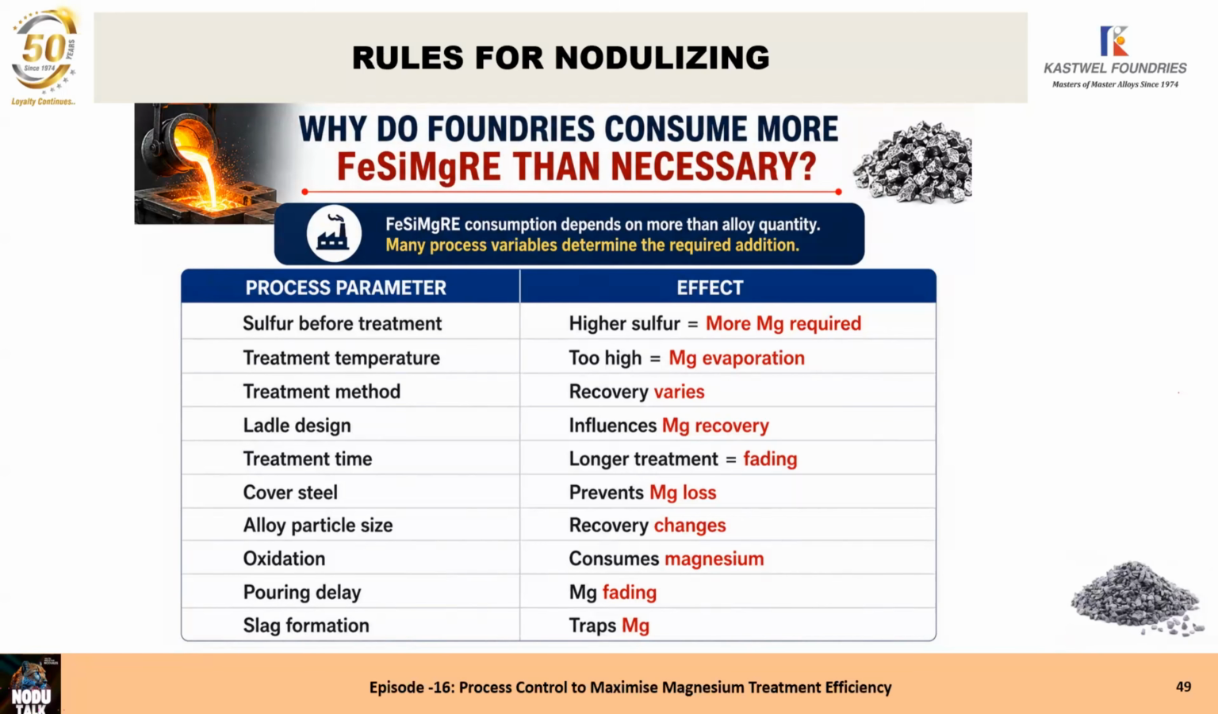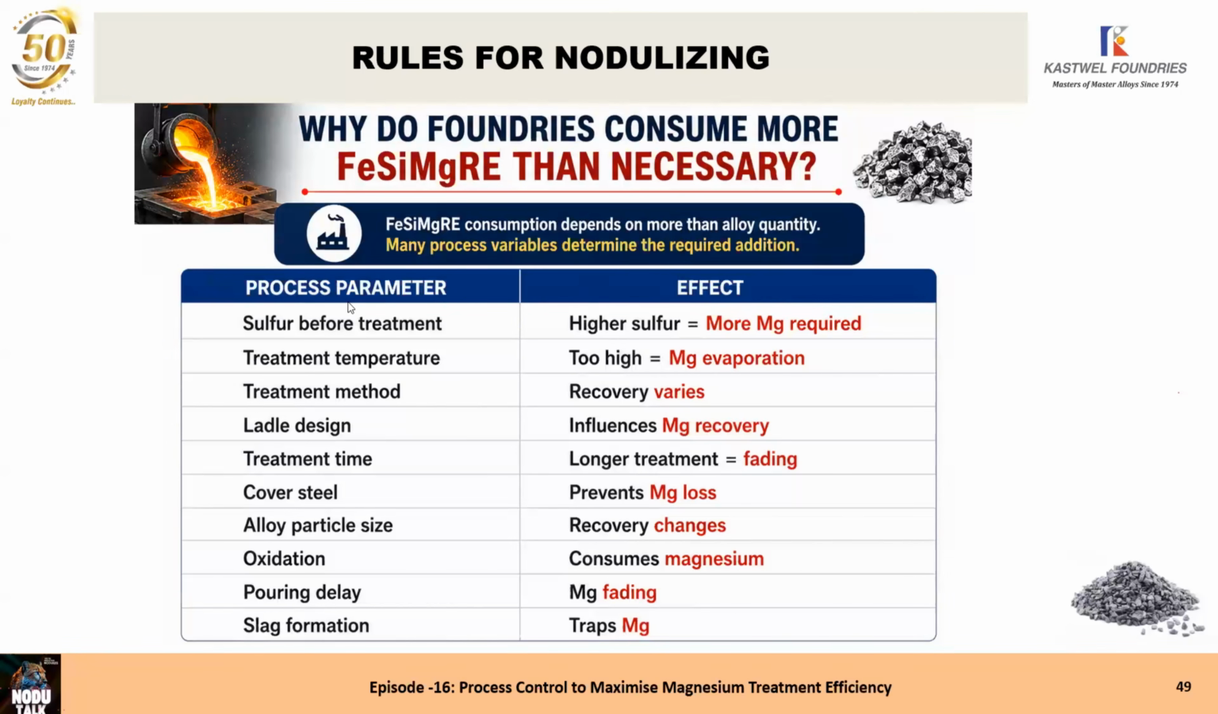If the treatment ladle is filled with liquid metal to more than half the height of the treatment ladle, then the reaction will be delayed, and the recovery of the magnesium will be faster. So fast filling of the metal in the ladle is important.